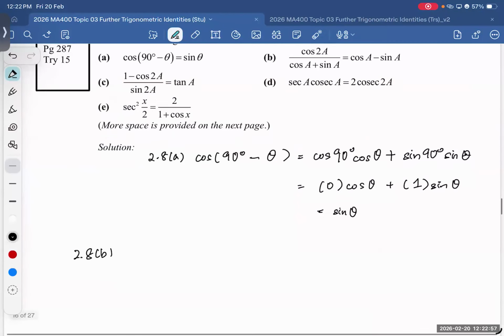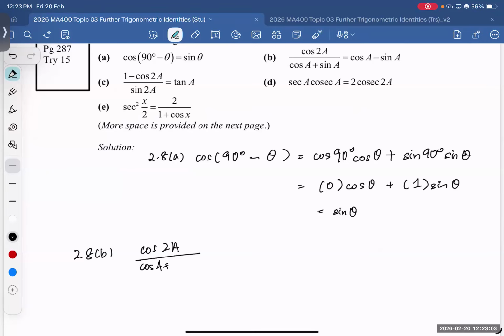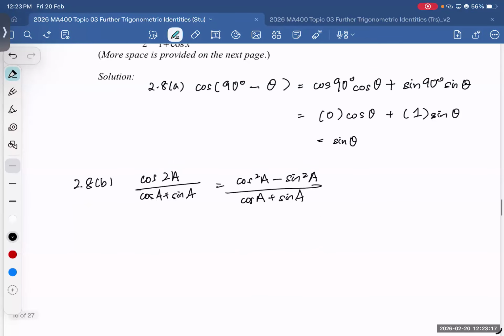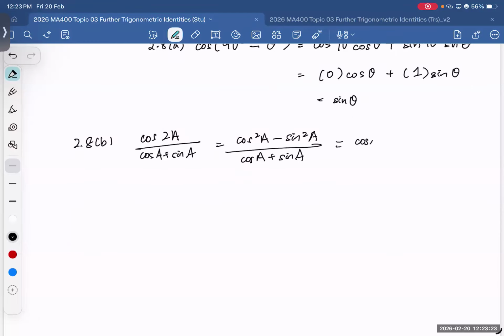I go to my cos A plus sine A. Cos 2A over cos A plus sine A. I'm going to think of cos 2A as cos square A minus sine square A, which is cos A plus sine A, then something square minus something square. Familiar, sounds like a square minus b square. So I'm thinking of a minus a plus b. Hey, sorry, wrong. Or a plus b. Yeah, and I think you know how to do it from there.